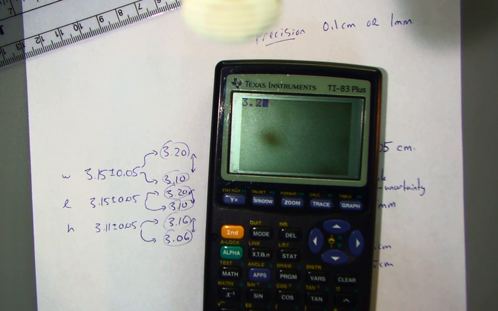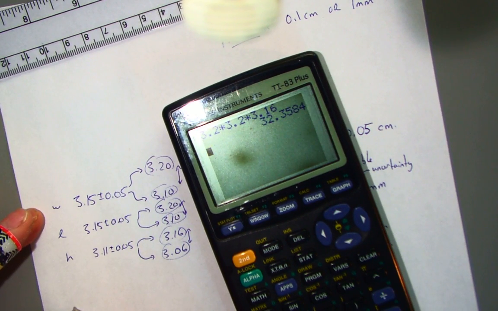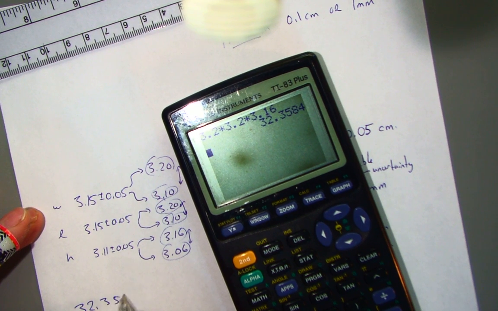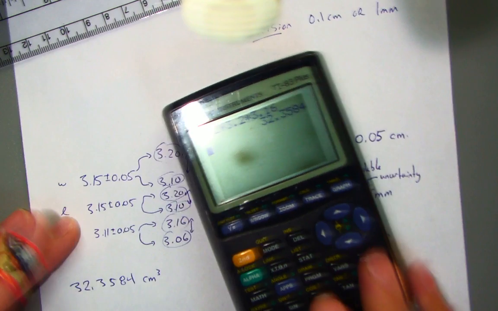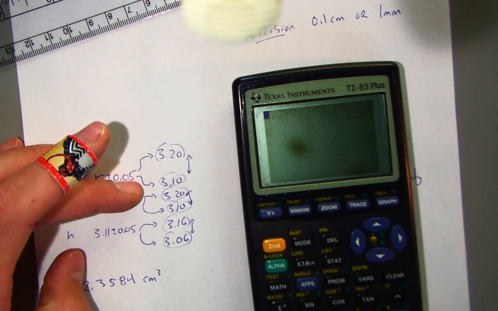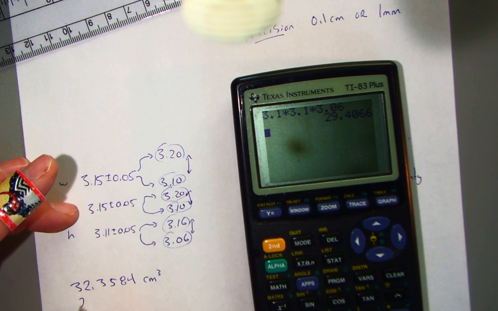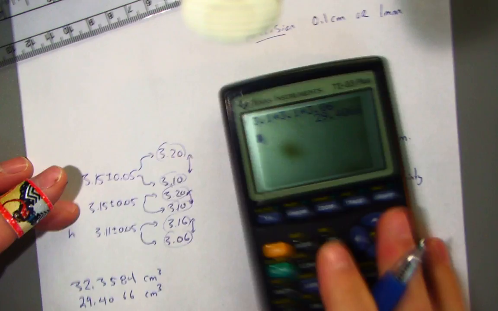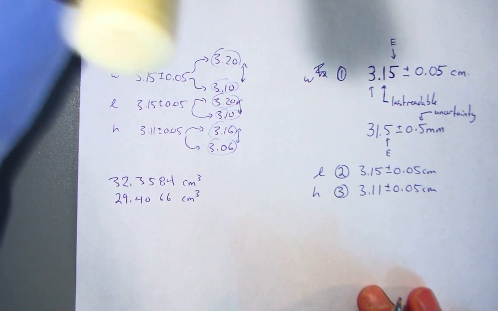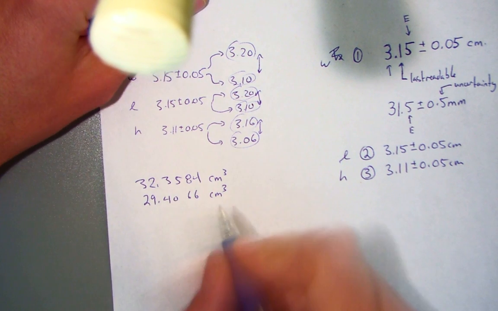So 3.2 times 3.2 times 3.16. We get some interesting data here, right? So you get 32.3584 on the high side, and that's cubic centimeters. And on the low side, 29.4066 centimeters cubed. I want you to look at these values and tell me what's wrong with them, first of all. Why can I not leave these values like this?